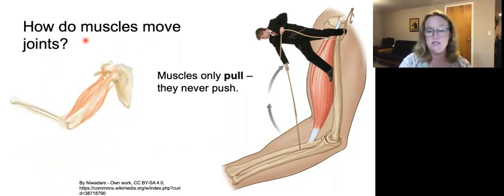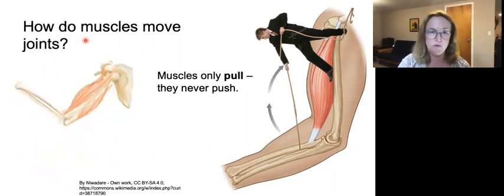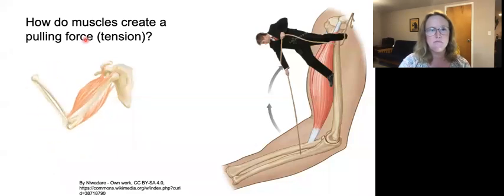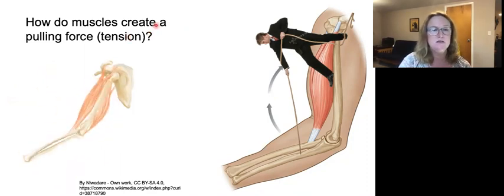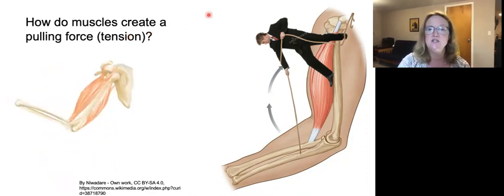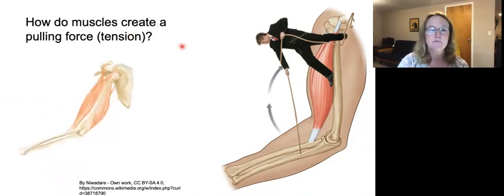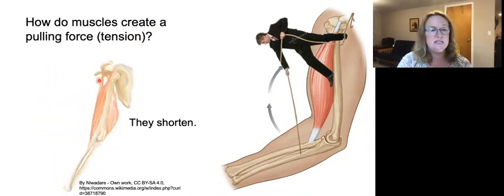So the next question is, okay, they create a movement by pulling. How do they create that pulling force? And a pulling force is called a tension, okay? So how do muscles manage to create that tension, that pulling force? The way that muscles do this is by shortening. And you can see that if you look at this animation here.